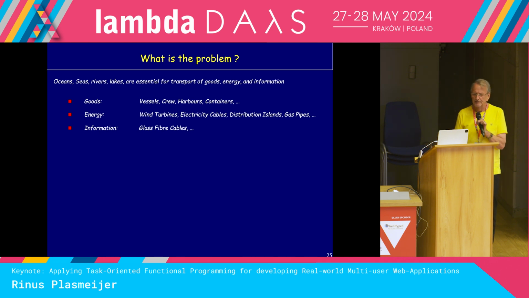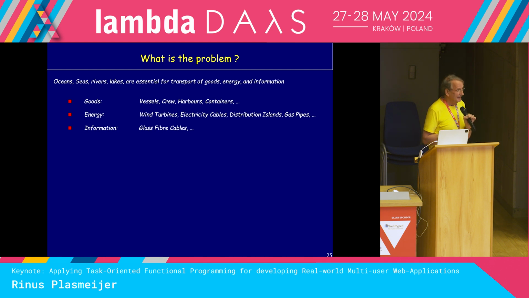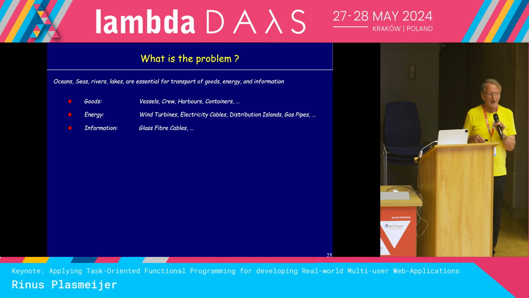And the idea is the following. What is the problem we want to solve? If you look at our waters, the oceans, the sea, the rivers, they are very important. Certainly in the Netherlands, where we are so close to the sea and where we have the Rotterdam harbor. The waters are used for transporting goods, cargo, containers, but they're also important for energy. Nowadays there are a lot of wind turbines in the North Sea. There are electricity cables, gas pipes, and a lot of information. So the internet, there are a lot of cables connecting the Netherlands to other parts of the world. So we are kind of a central node in that.